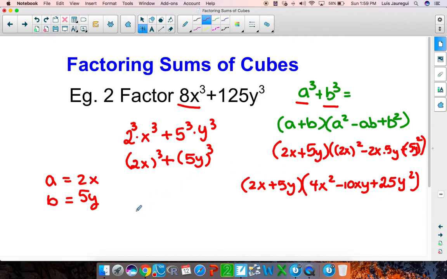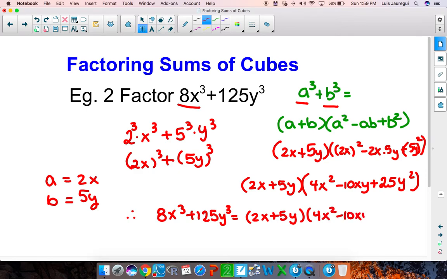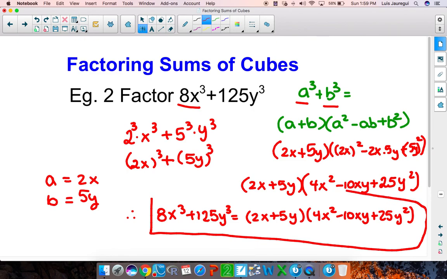So we can argue the following way. We can say, therefore, 8x cubed plus 125y cubed is the same as 2x plus 5y times 4x squared minus 10xy plus 25y squared. And that's your factor form corresponding to this sum of cubes.